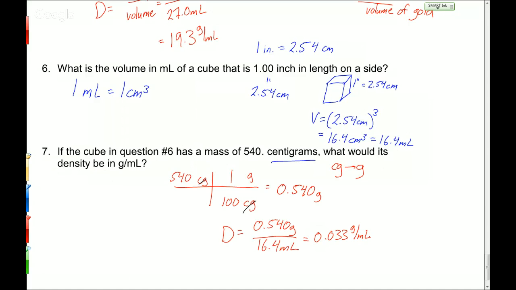So what would happen to that object if you threw it in water, that cube? What would it do? It would float because it has a super low density, way lower than water. So we would expect it to be way up on top of the water.